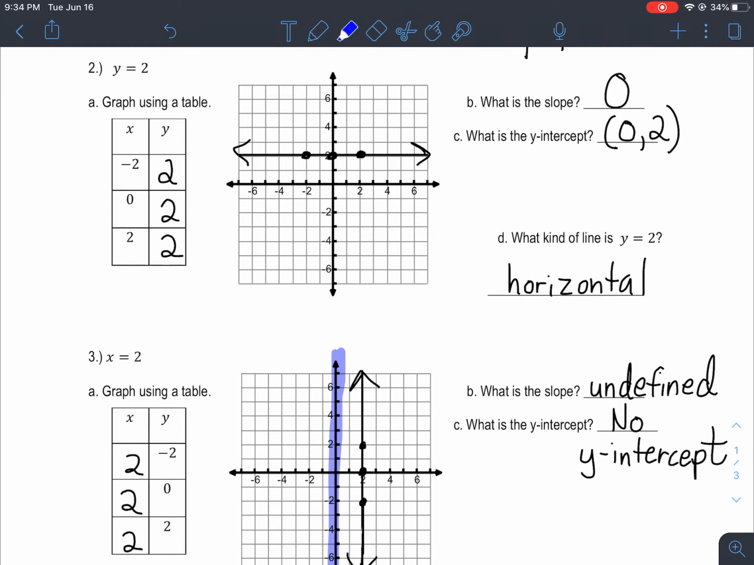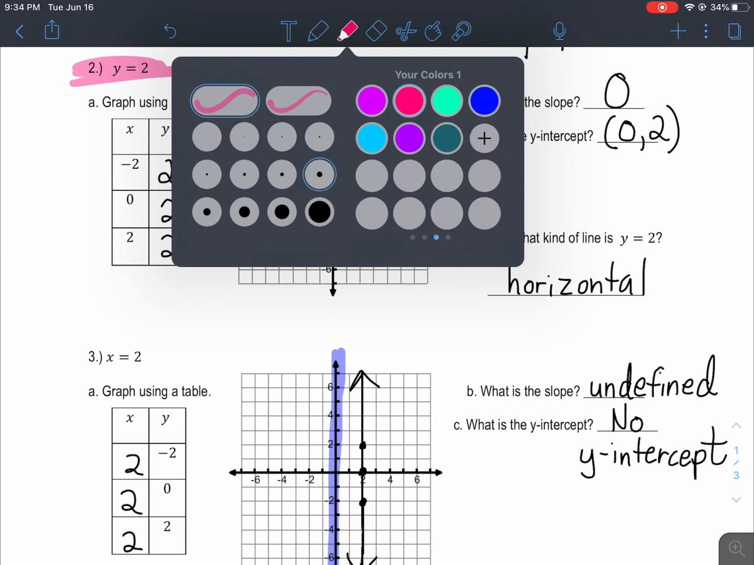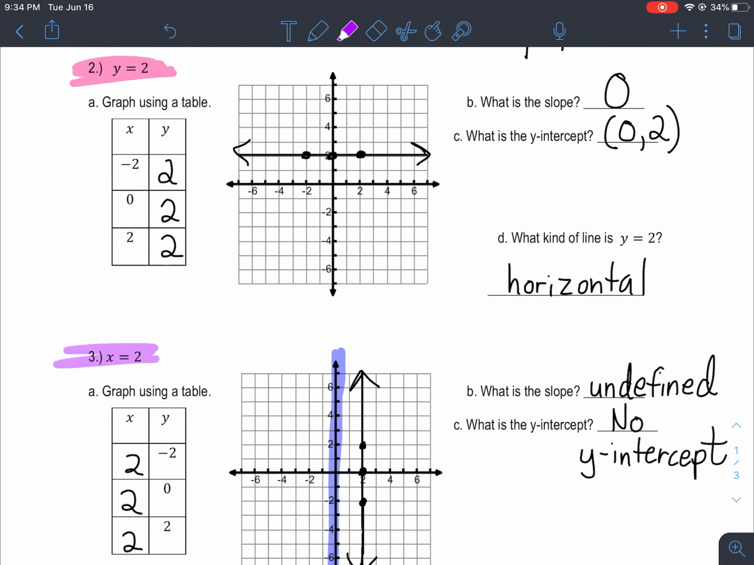This is a really important concept. Do you guys see how in number 2 it's a y equals a number, and in number 3 it's x equals a number? Whenever you have y equals just a number, you know that the slope is 0. Y equals a number. It's always just going to go right through the y-axis at that number.